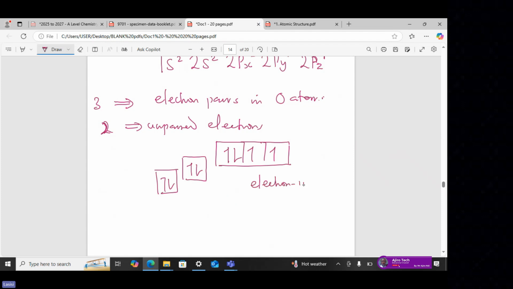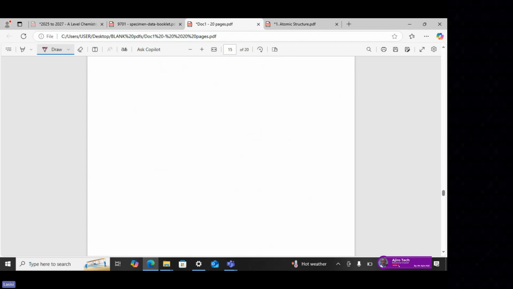Electron in box diagram. That is what we will call it, because the electron is represented inside the box. Is that okay? Yes, it's the electron in box diagram.